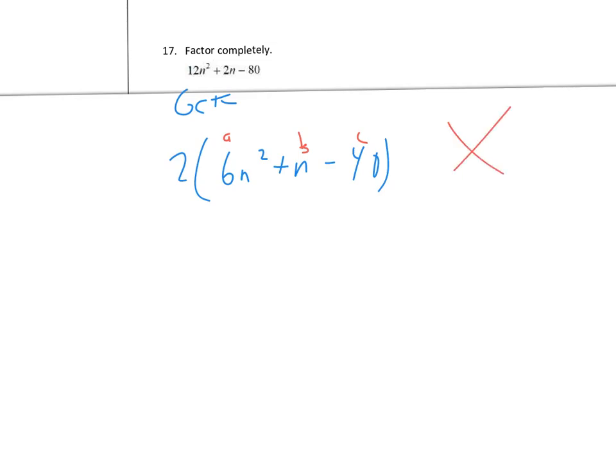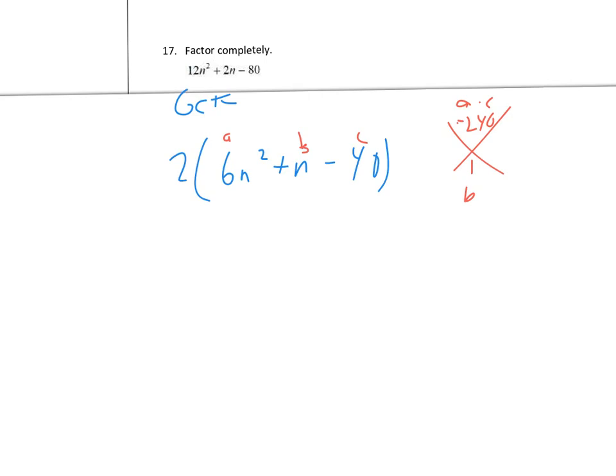All right, next up, some more factoring here. So I want to do GCF first. So I'm going to take out a 2. That gives me 6n squared plus n minus 40. So now I need to do the inside here. So I got my a, b, and c. And so my a times c is going to be negative 240. And then my b is 1.